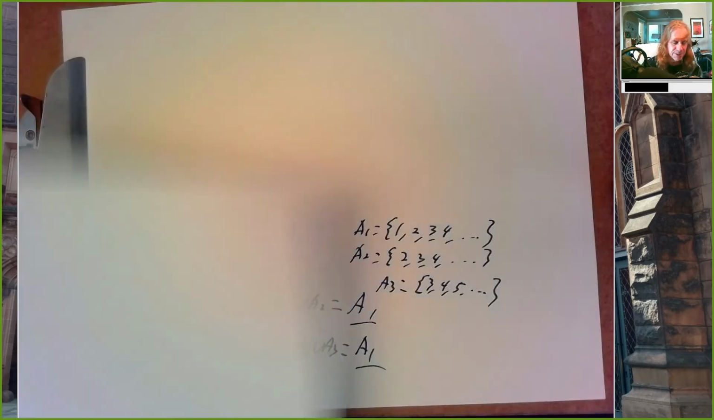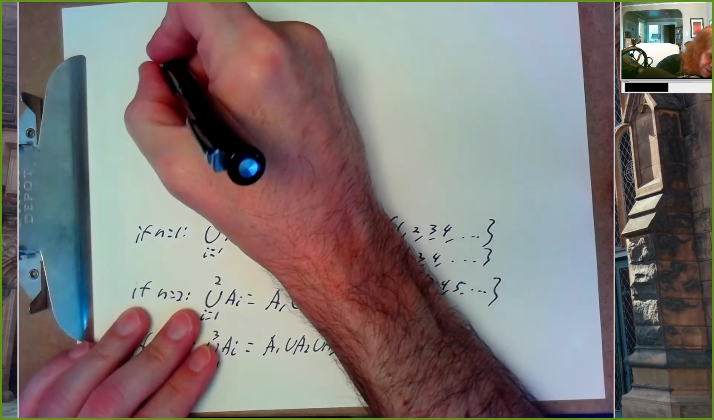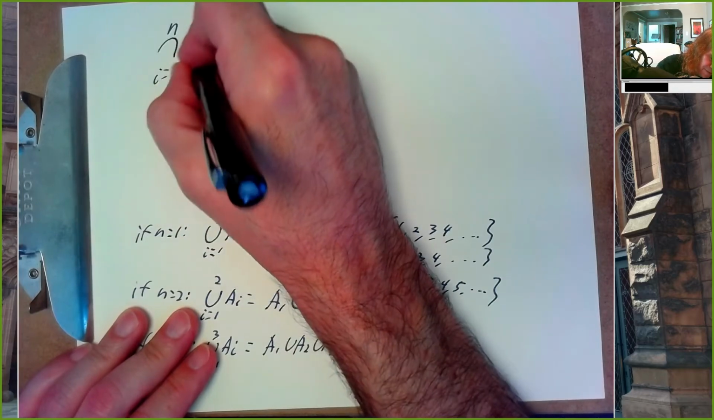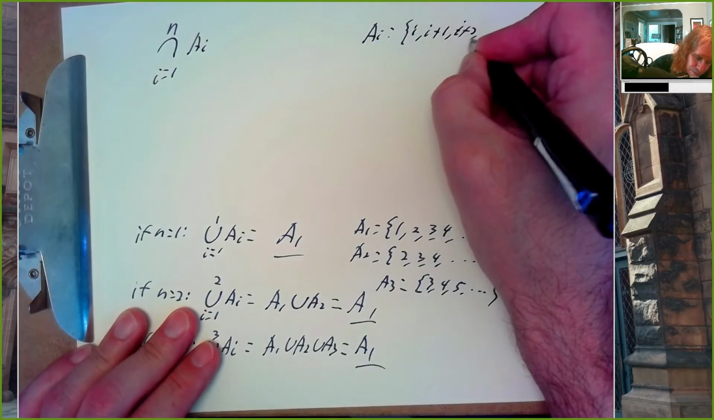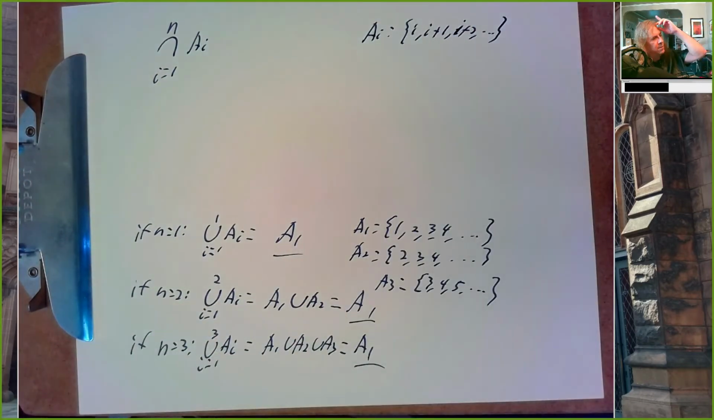Alright, so let's go the other direction. Let's look at the intersection from i equals 1 to n of A sub i. And remember, A sub i equals i plus 1. So what do you get when you intersect the first n of these sets? That's not a bad guess for this course in general, but it's not the right answer in this case. A sub n.